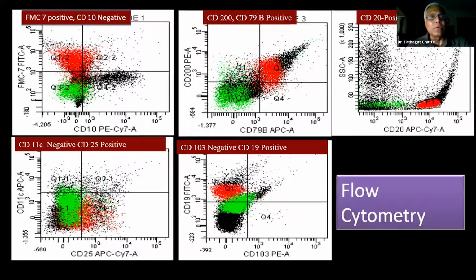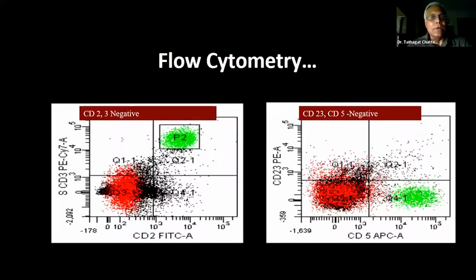The FMC7 was positive and the CD10 was negative. Now remember, FMC7 positivity generally negates a CLL. So here the CD10 was negative, FMC7 was positive. The CD200 and the CD79B were both positive. That's a very important finding. The CD20 was positive, 11C was negative, 25 was negative, 103 was negative, 19 was positive. So the CD2 and CD3 markers of T cells were negative, and so were CD23 and CD5.